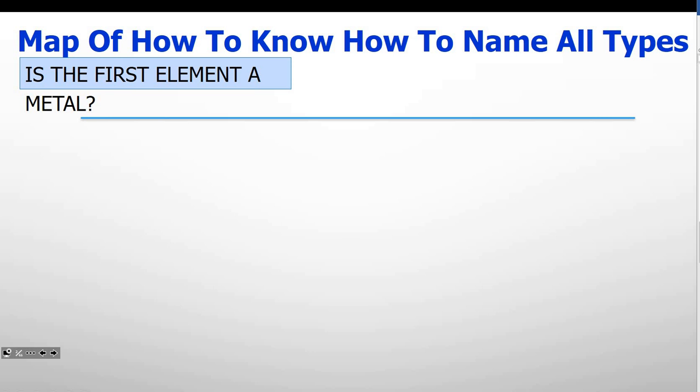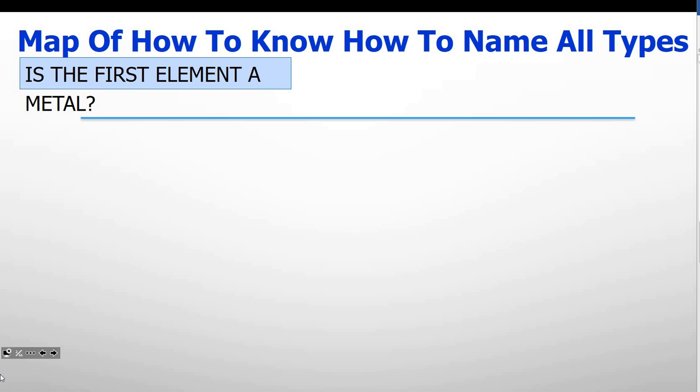Map of how to know, how to name all types. That looks like this. Does everybody have theirs out front? Okay. We're going to fill that in today. This is a good review sheet that you would want to keep with you till the very end. If you don't have one, there are some over there.